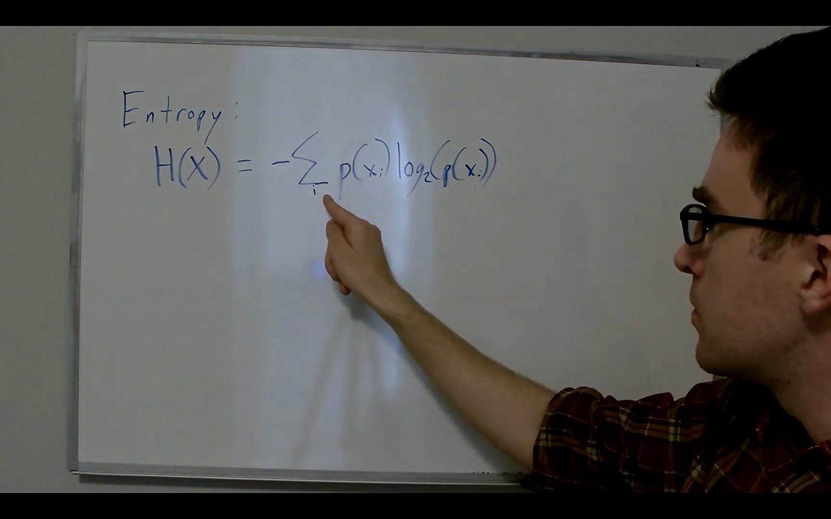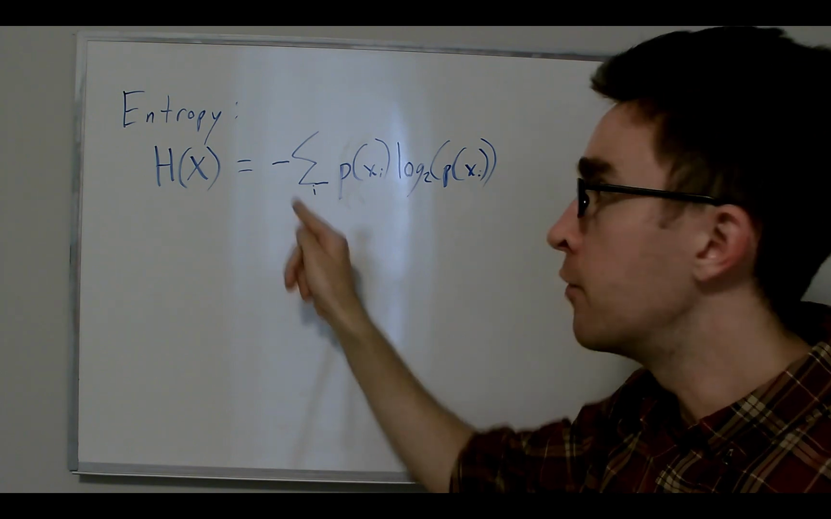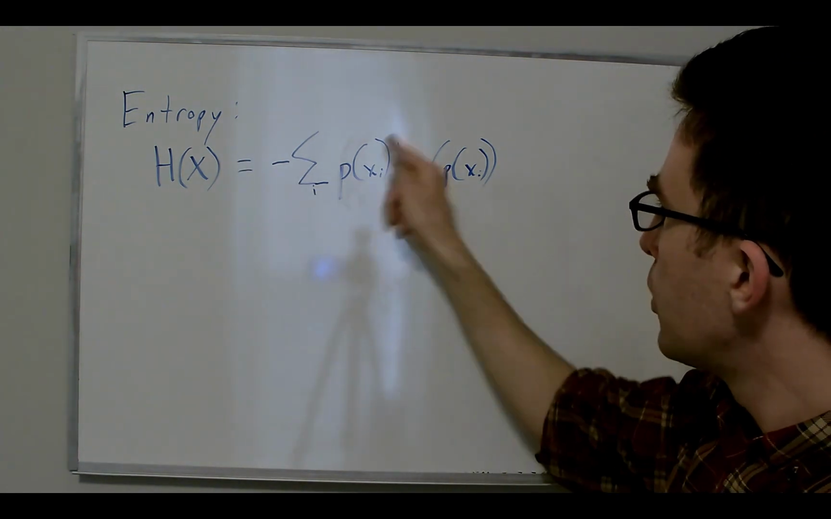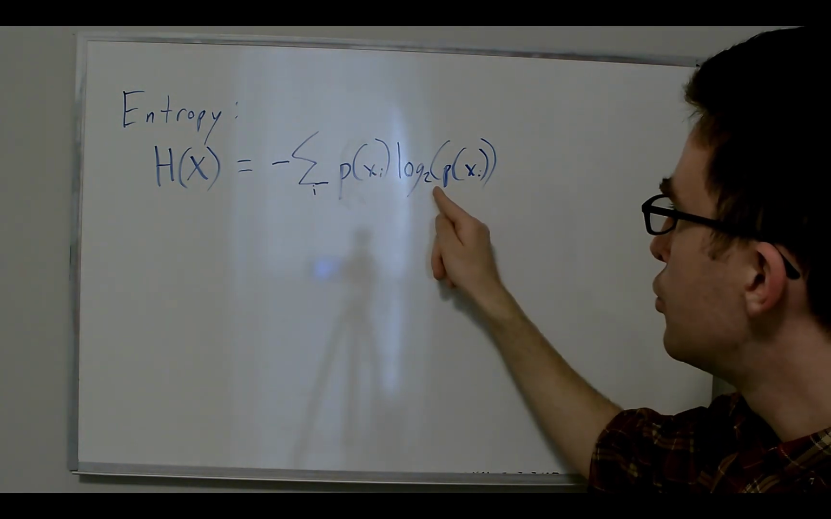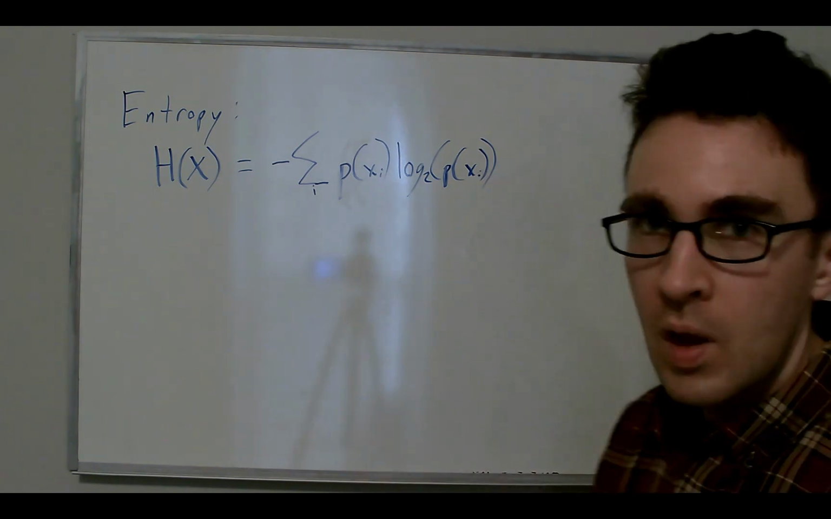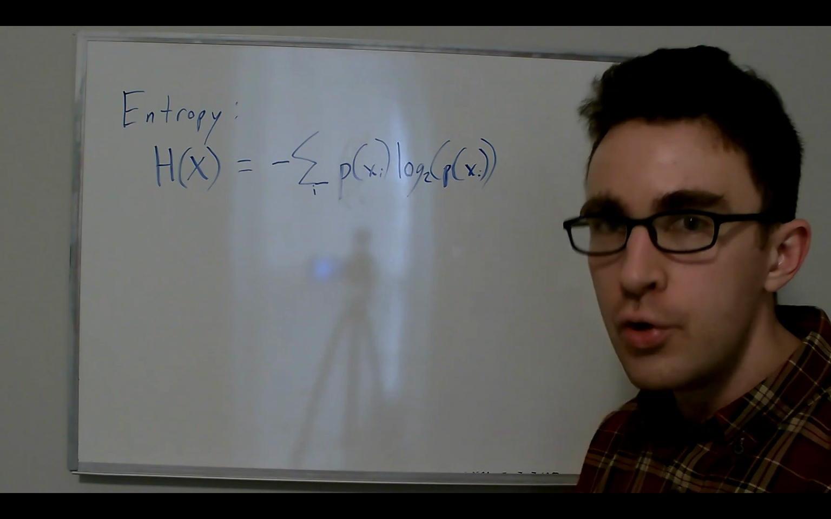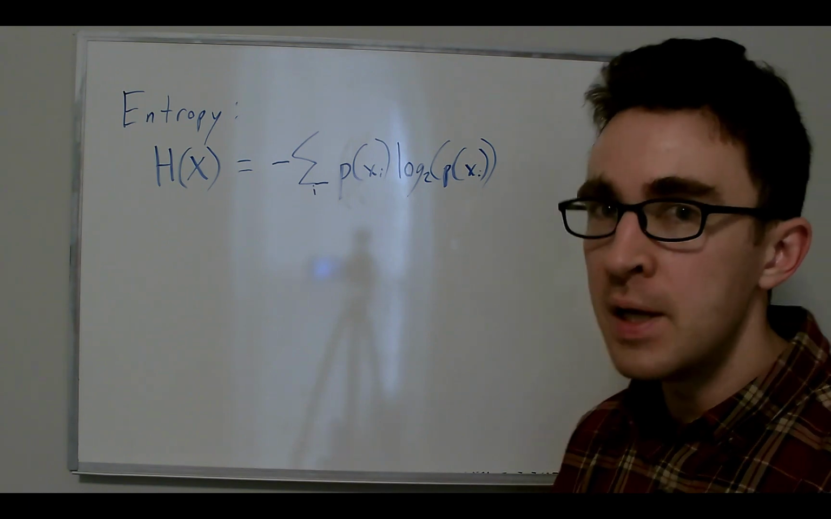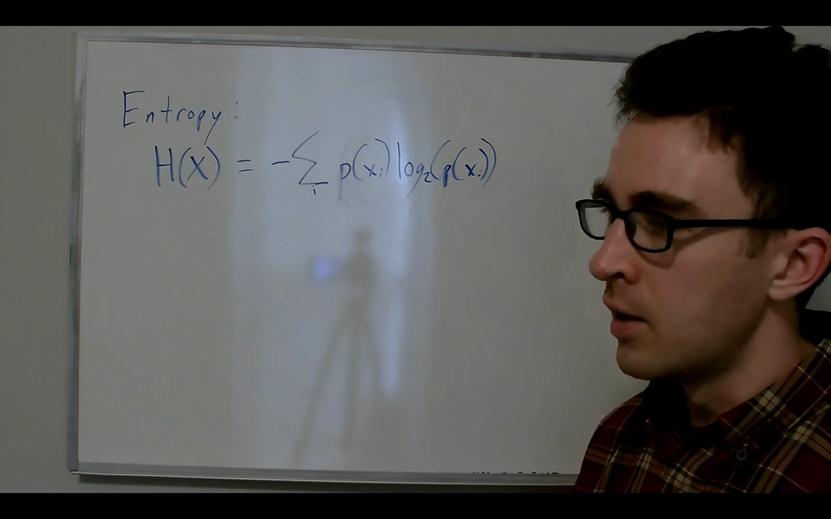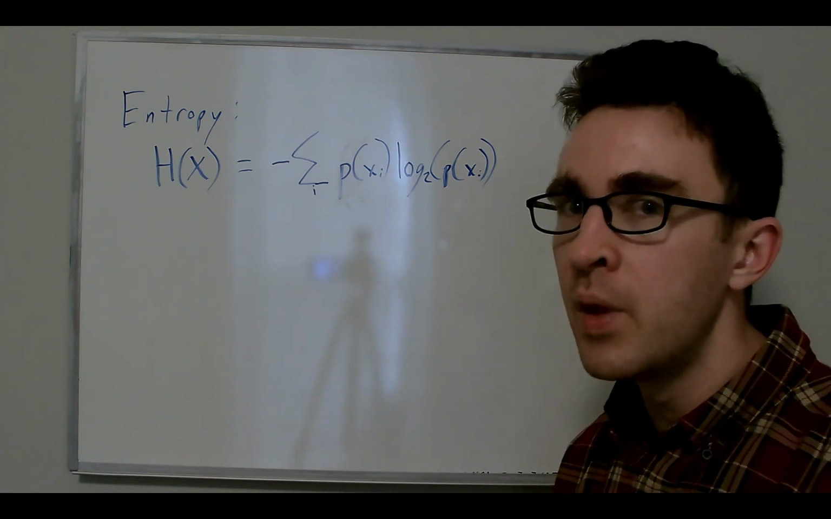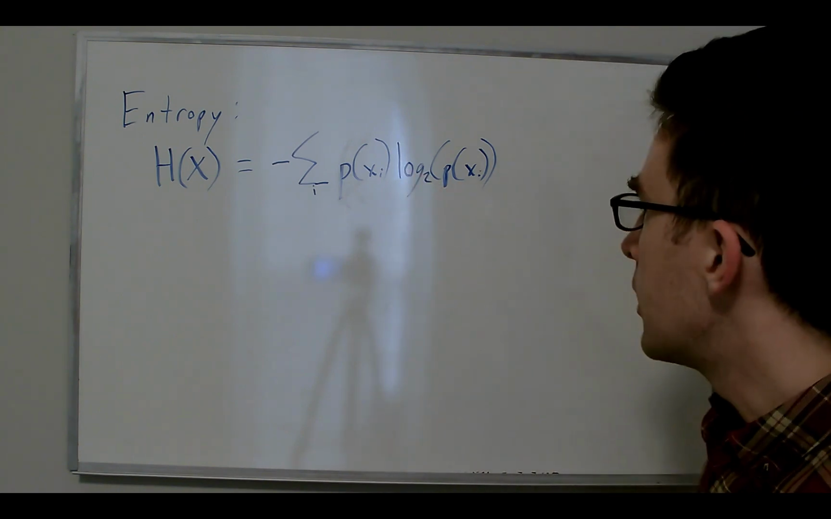And then it's just a summation where for each possible value of X, we take the probability of that value multiplied by the log base 2 of the probability of that value. The log base 2 is important here because we want our unit to be bits. If you know information theory, the unit is bits, which is like on, off, 0, 1. That's why we're using base 2. We want the answer to be in bits.